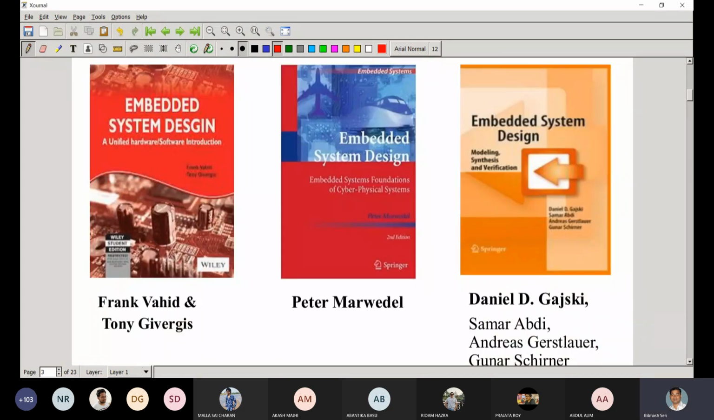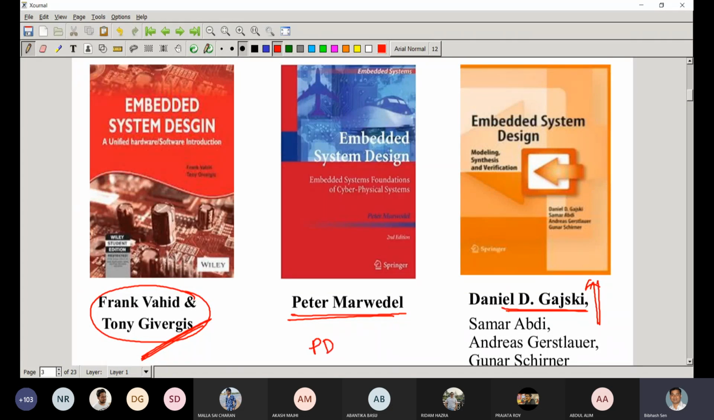Now, these are the books we will follow. Especially my favorite book is this one, our textbook by Frank Vahid and Tony Givargis. The Embedded System book is very nice, with some portions from Peter Marwedel and some portions from Daniel D. Gajski. If you study something like image processing applications, a digital camera, or some of the modules, Gajski's book will help you a lot. But initially most of the contents I'll cover from Frank Vahid. So you can follow any one book or more.